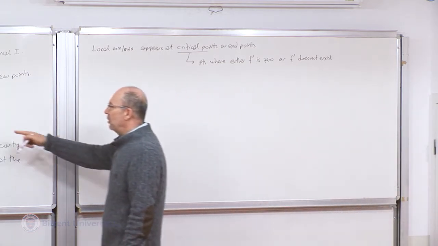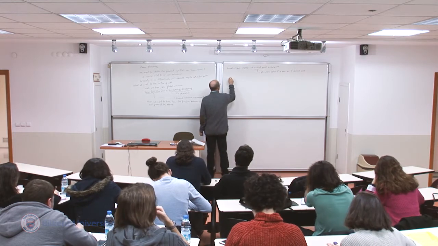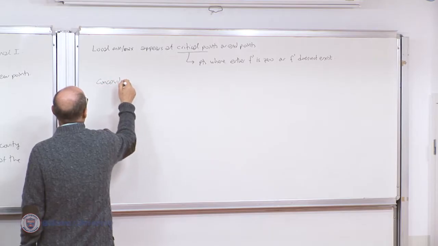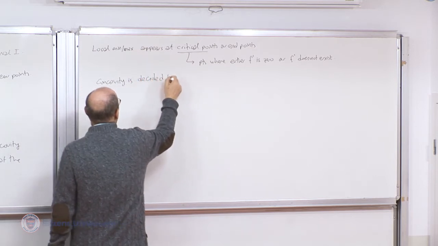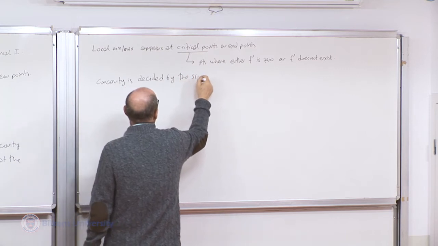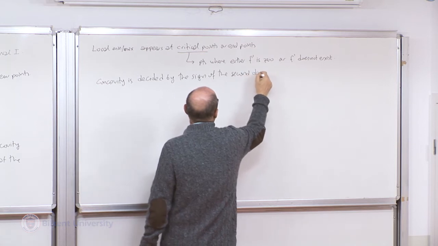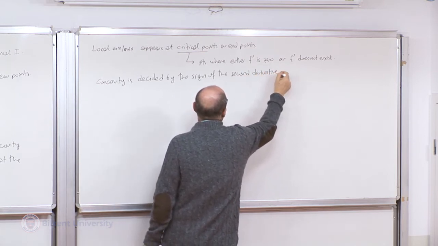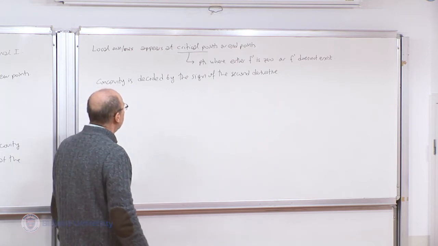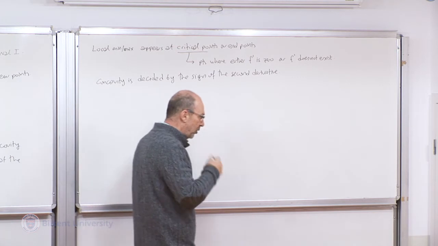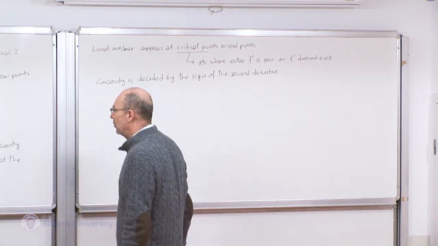And the sign of the second derivative determines the concavity. So concavity is decided by the sign of the second derivative. If f prime is positive, f double prime... okay, I'll write that later. So what's the other thing?